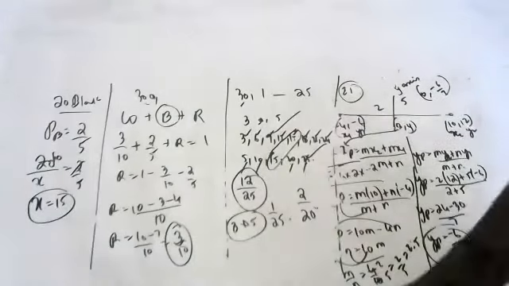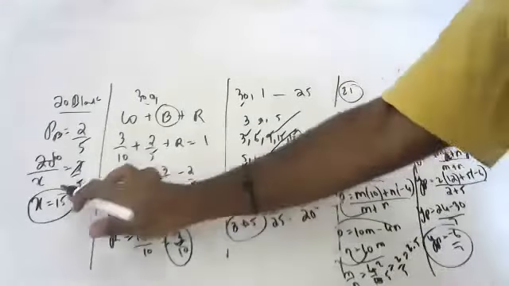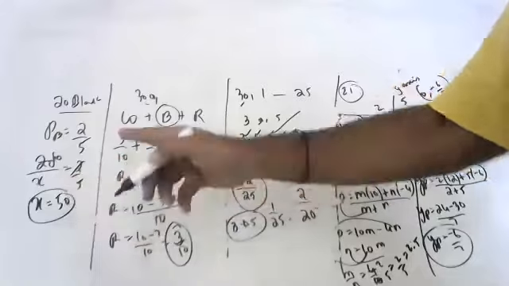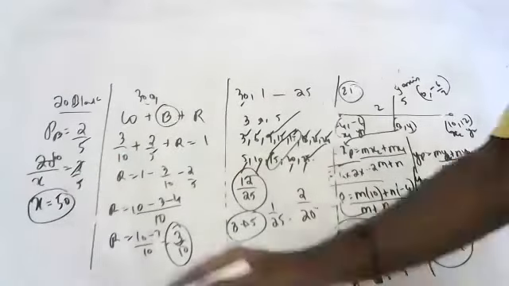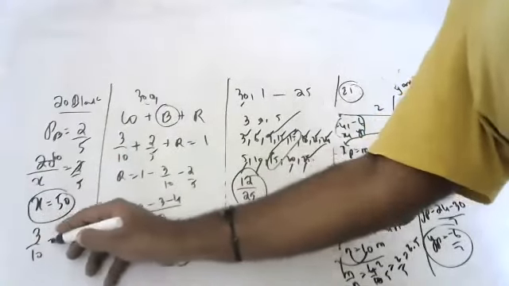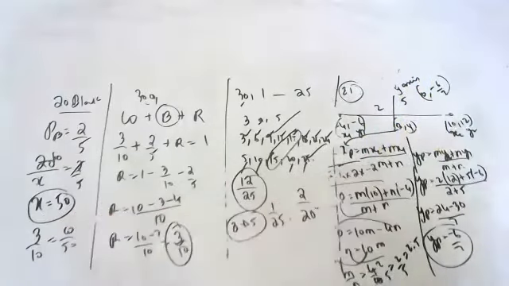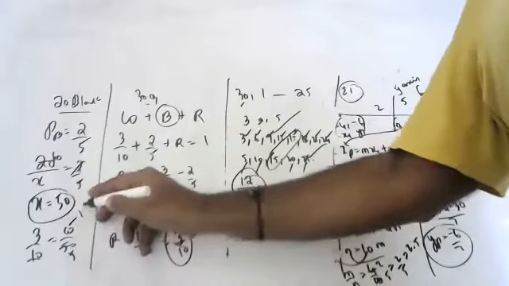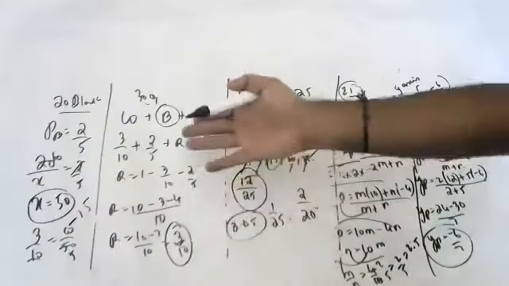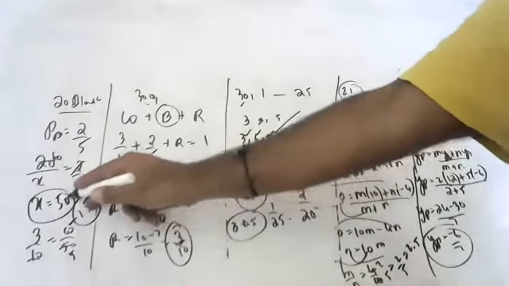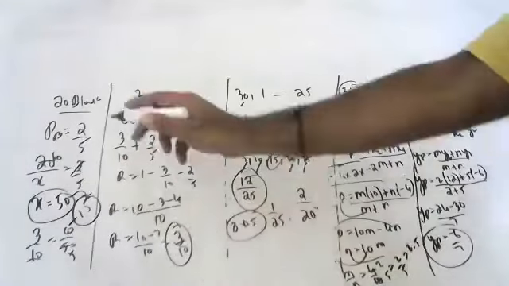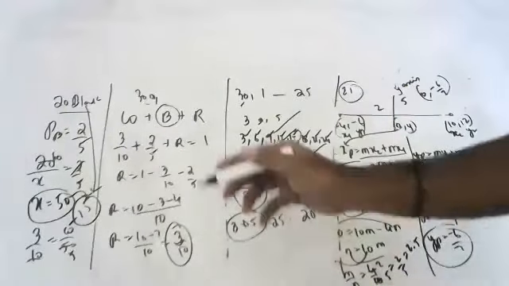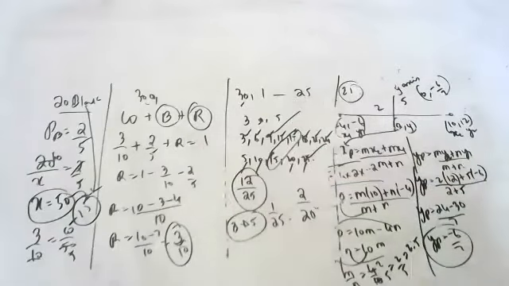Sorry, 50. If someone asks how many white balls are there, what will you do, children? 3 by 10 is equal to white by 50. So 15 white balls are there. Among 50, 15 are white and 20 are black, so only 15 red balls are there. So children, it's a very easy question.